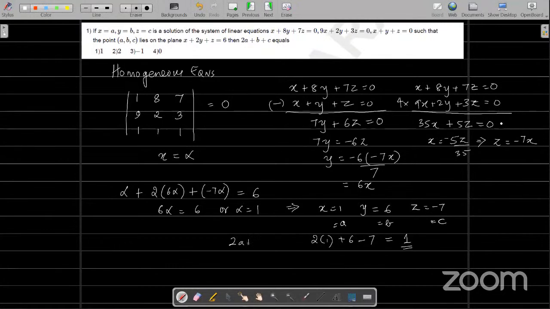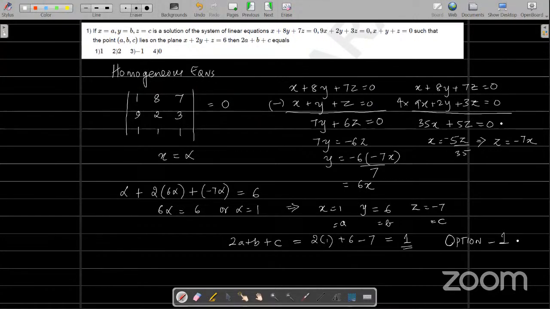So 2a plus b plus c is equal to 2 into 1, which is a is 1, b is 6, I have substituted, c is equal to minus 7. So 2 plus 6, 8 minus 7 is 1. So the answer is 1. So the option is the first one, right? I'm not able to pick on it for some reason. Maybe I'm not able to see it. Okay, so that's option 1, maybe I'll write here option 1.